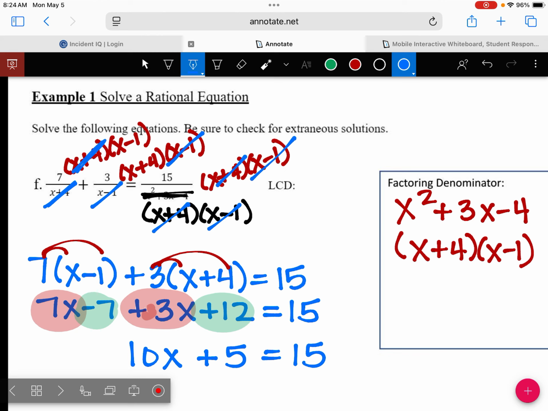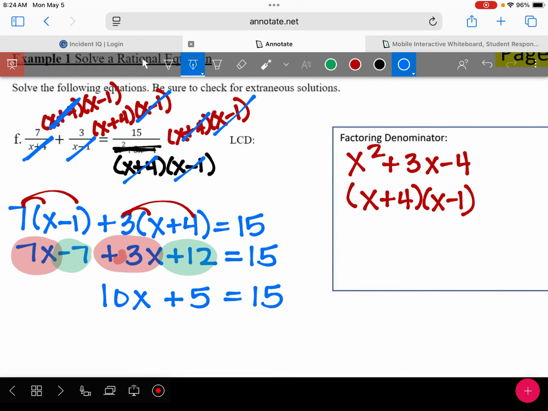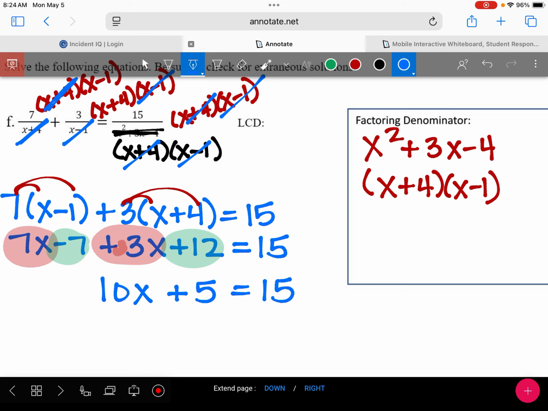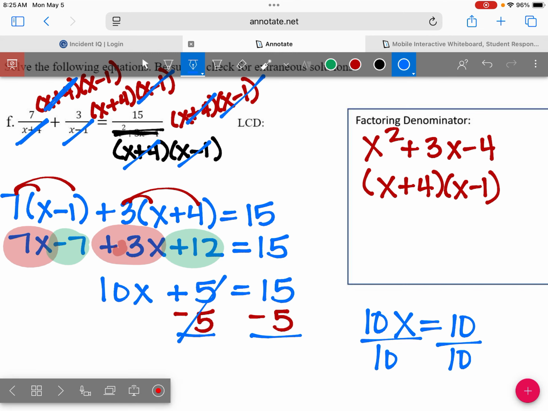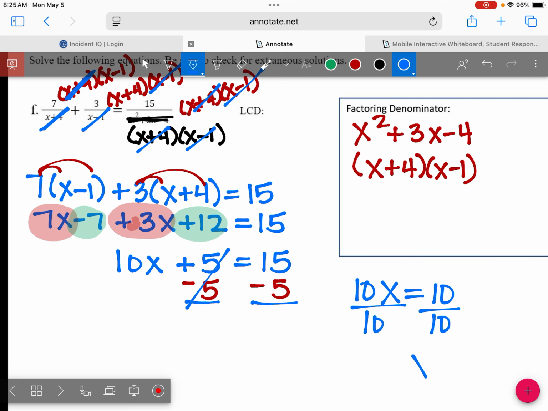So 7 plus 3 is 10. Negative 7 plus 12 is 5. So let's subtract the 5. So that would give you 10x equals 10. And then divide by 10. And I get x equals 1.